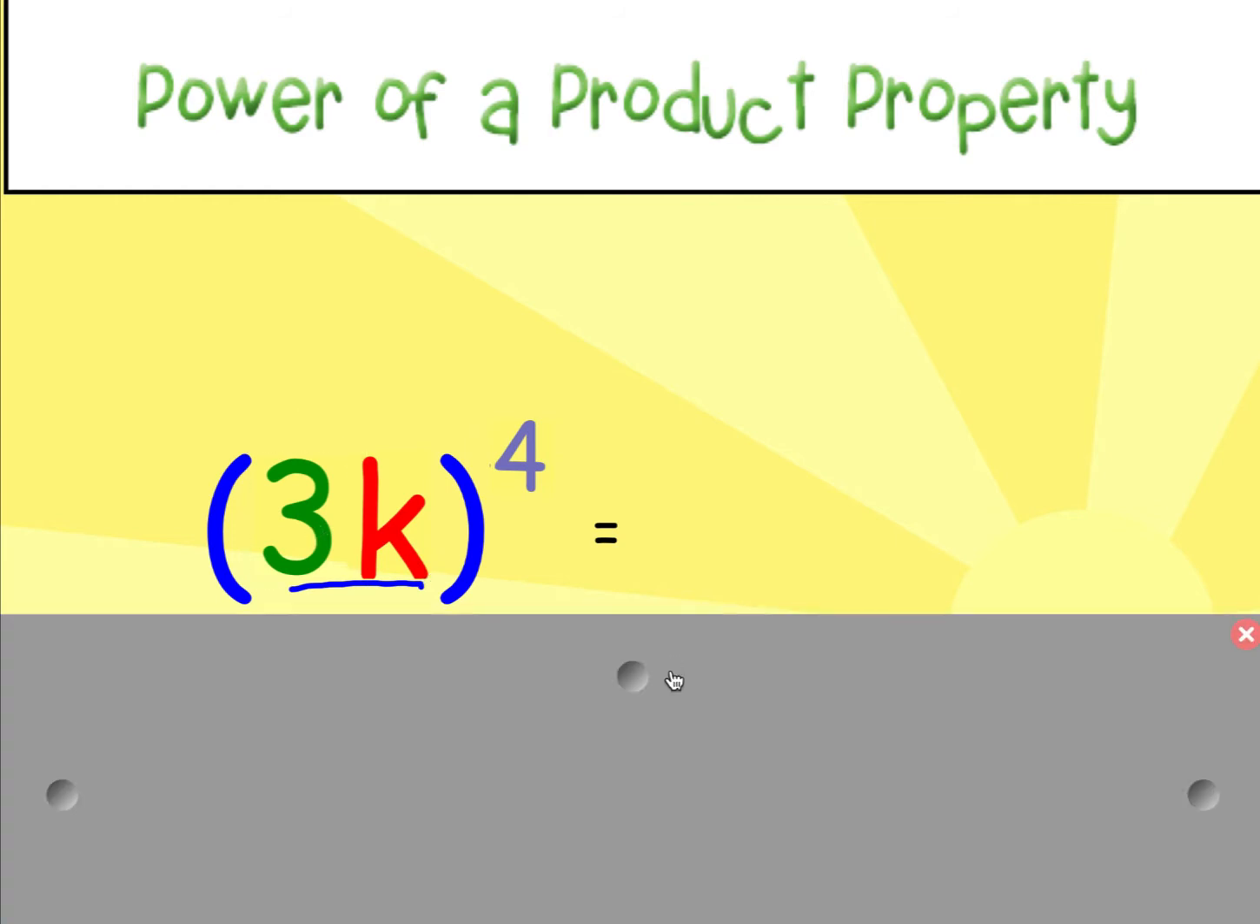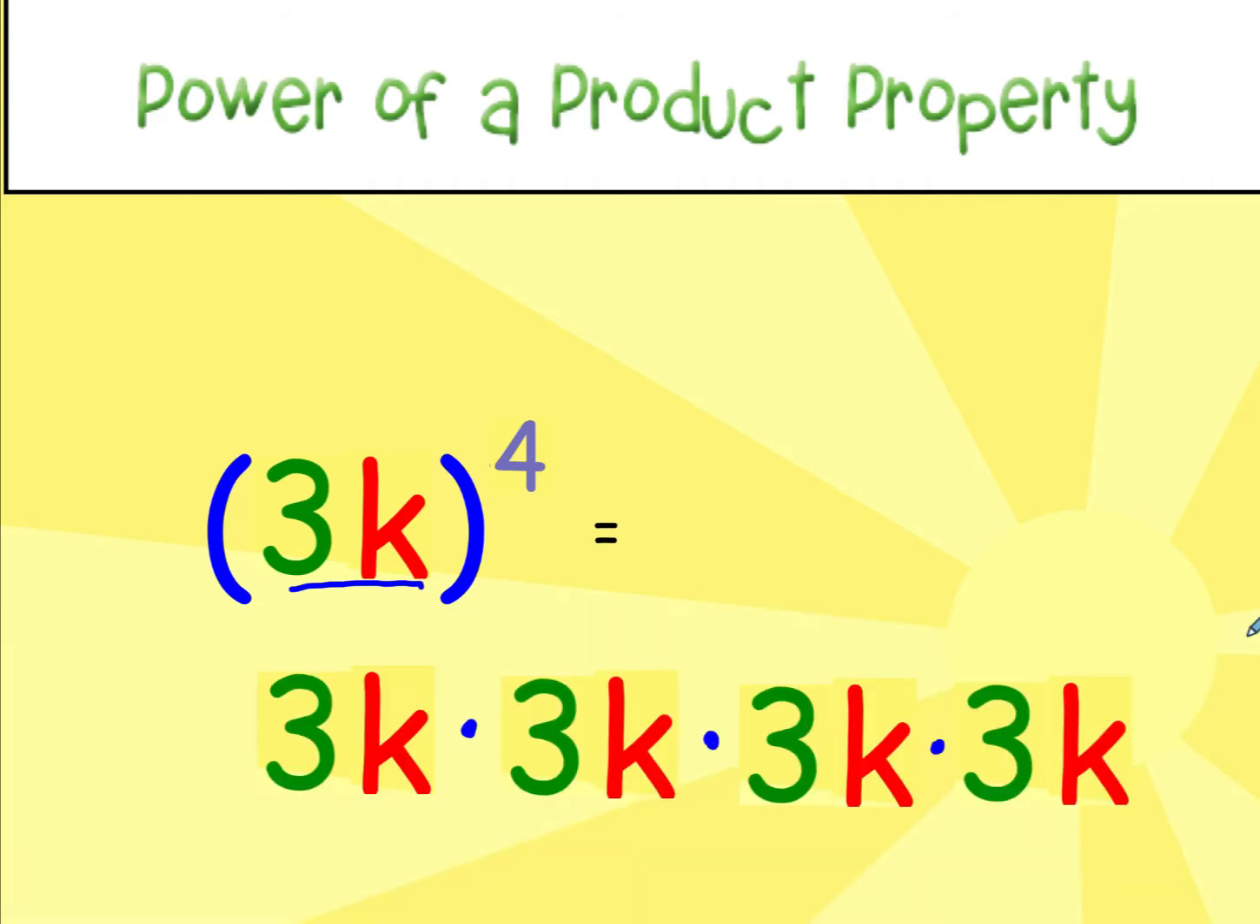So if I was to write this in expanded form, I would take the base and I would write the base 4 times with multiplication in between. So I would get this: 3k times 3k times 3k times 3k.